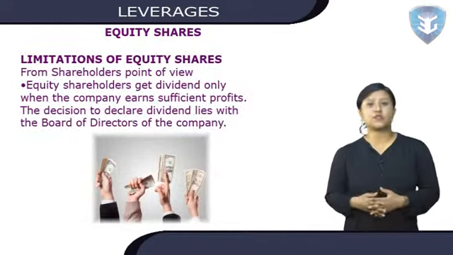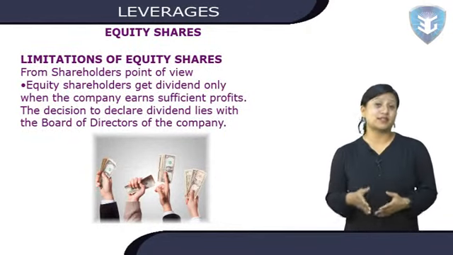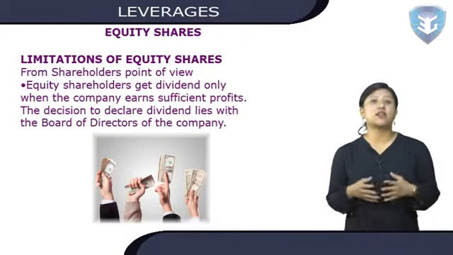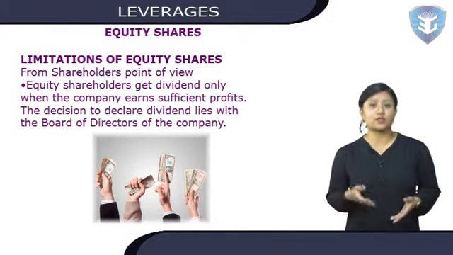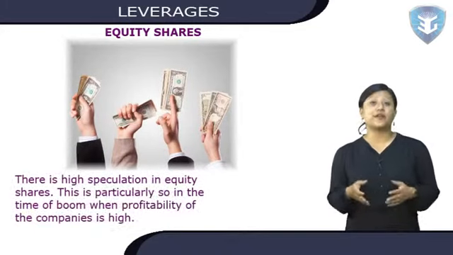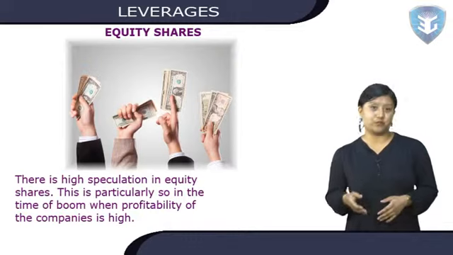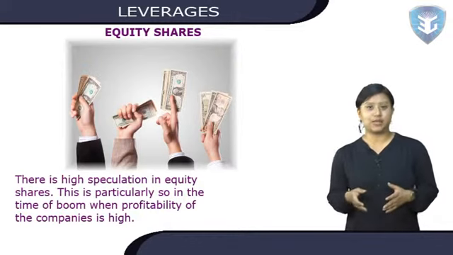Now, the limitations of equity shares. From the shareholders' point of view, the equity shareholders get a dividend only when the company earns sufficient profits. The decision to declare dividend lies with the board of directors of the company. There is high speculation in equity shares. This is particularly so in the time of boom when profitability of the companies is high.